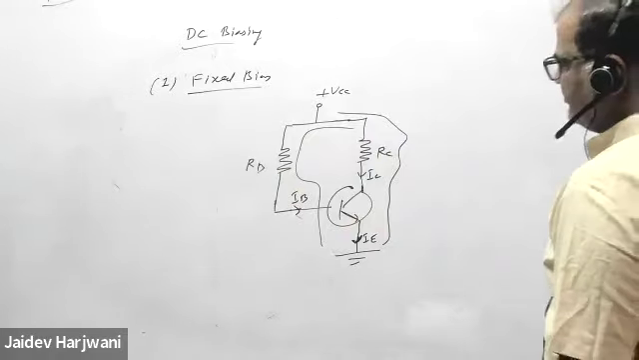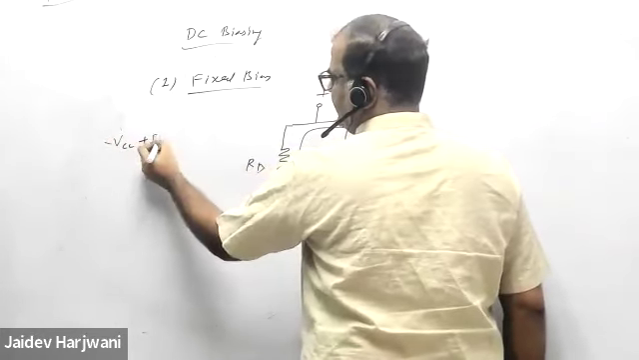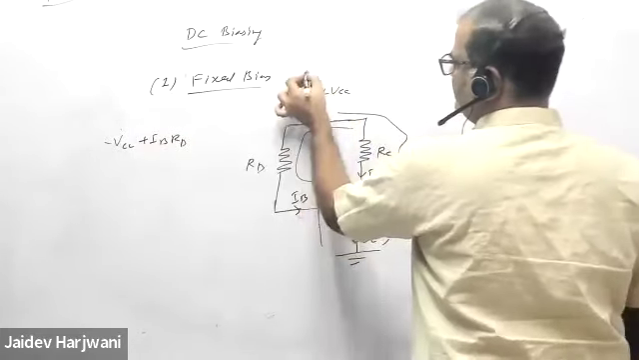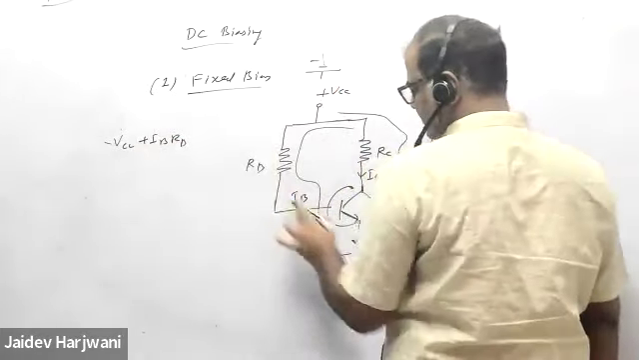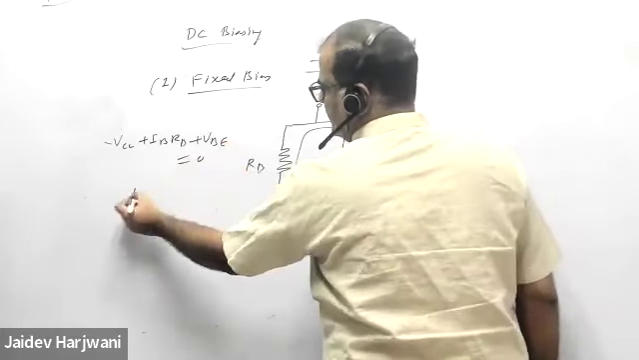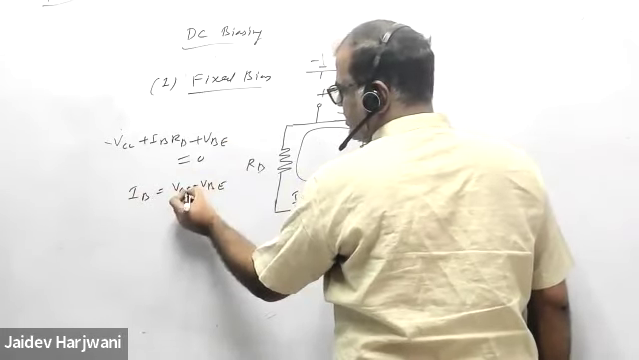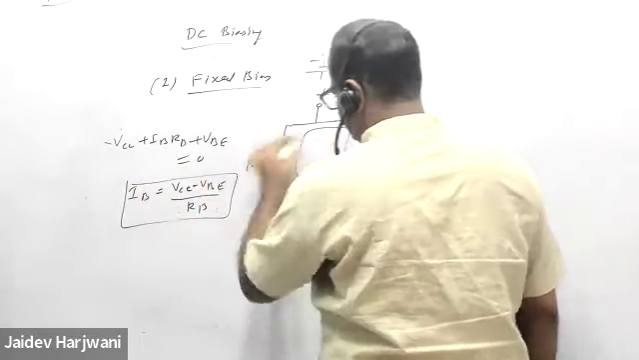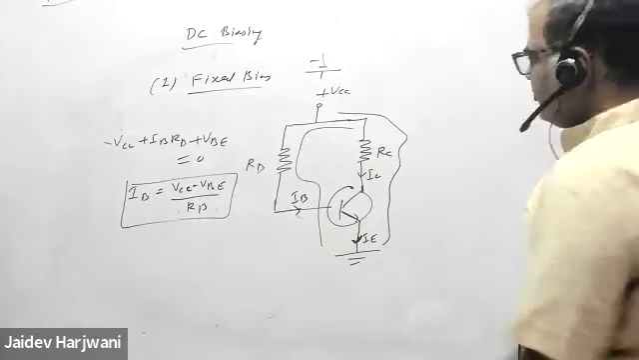Okay, so we'll solve this one. My loop equation will be minus VCC plus IB RB plus VB equals 0. This plus means this is the battery. While starting with minus VCC, plus IB RB plus VB equals 0. So IB will be (VCC minus VB) upon RB. From the input side, I can find the value of IB.